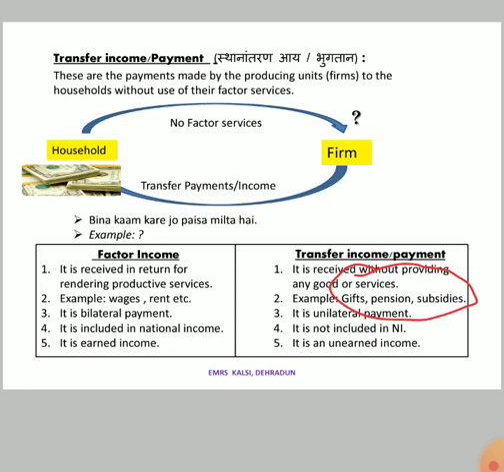Now here there is a basic difference which we can see. Factor income is received in return for rendering services, and transfer income is received without providing any services. Examples of factor income are wages and rent. Like, we are working for any person or organization, and then they are giving us money, the salary. So our wages, our salary is factor income. Rent: we are giving our house or room to another person, so we are giving the services of our room or house, and for using that service, that person is paying us money. So rent will be factor income for us.